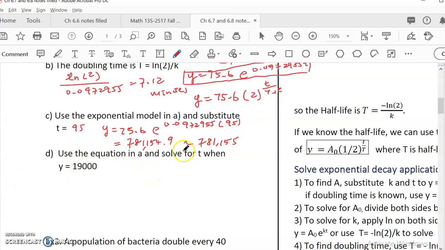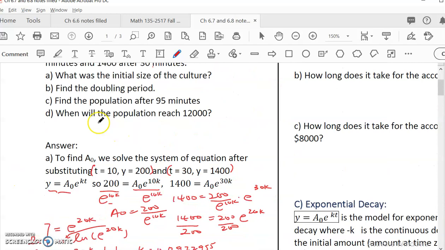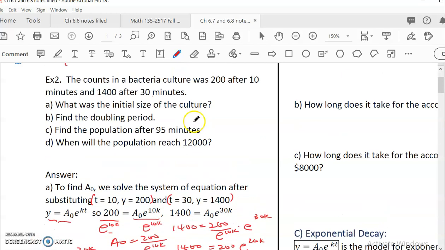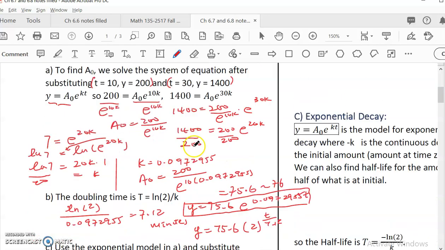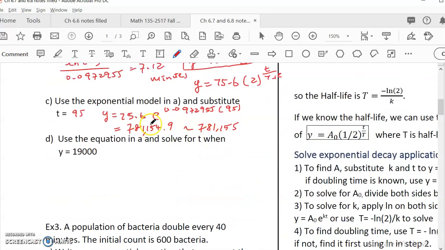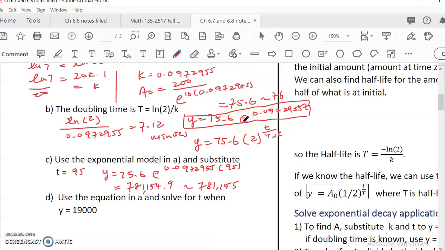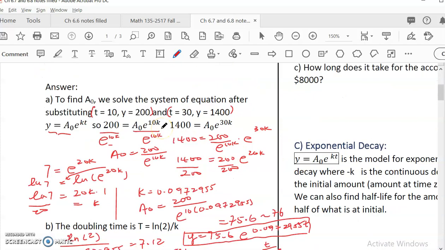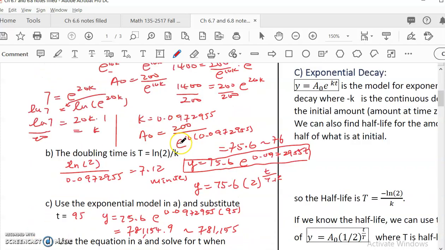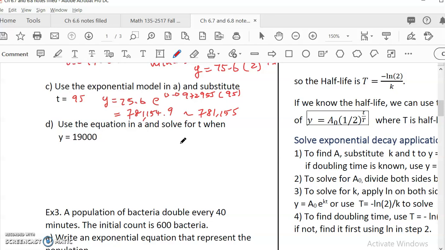So part D is to solve for what? To find out when will this bacteria culture become 12,000? Again, you can use the same model that you have solved. This is important that you solve it, because you would use it again and again. Why do I write y equal to 19,000? This is a typo. 12,000. So I'll say 12,000 is what I want.